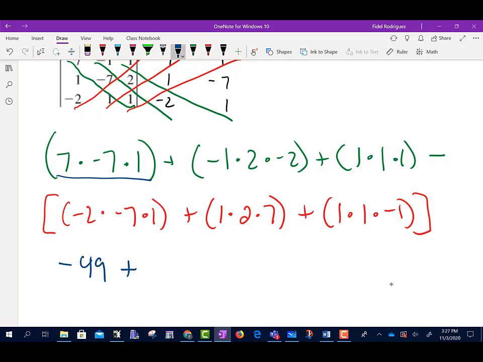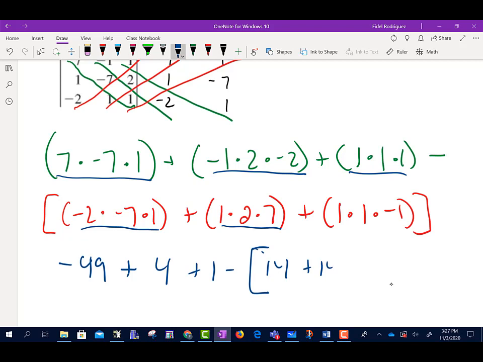Let's see. This here is going to be a positive 4. I know that's 1. Minus, let's see, negative 2 times negative 7, positive 14 times 1 is still 14. Okay. 1 times 2 times 7 is another 14. 1 times negative 1 is a minus 1. Okay.